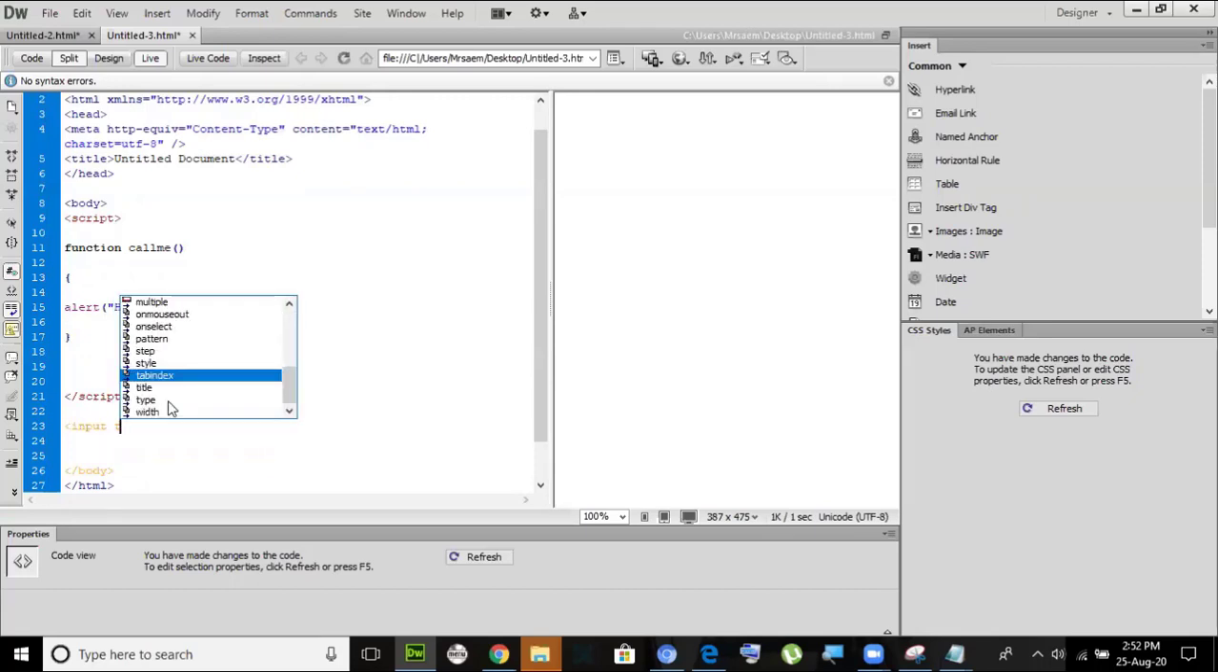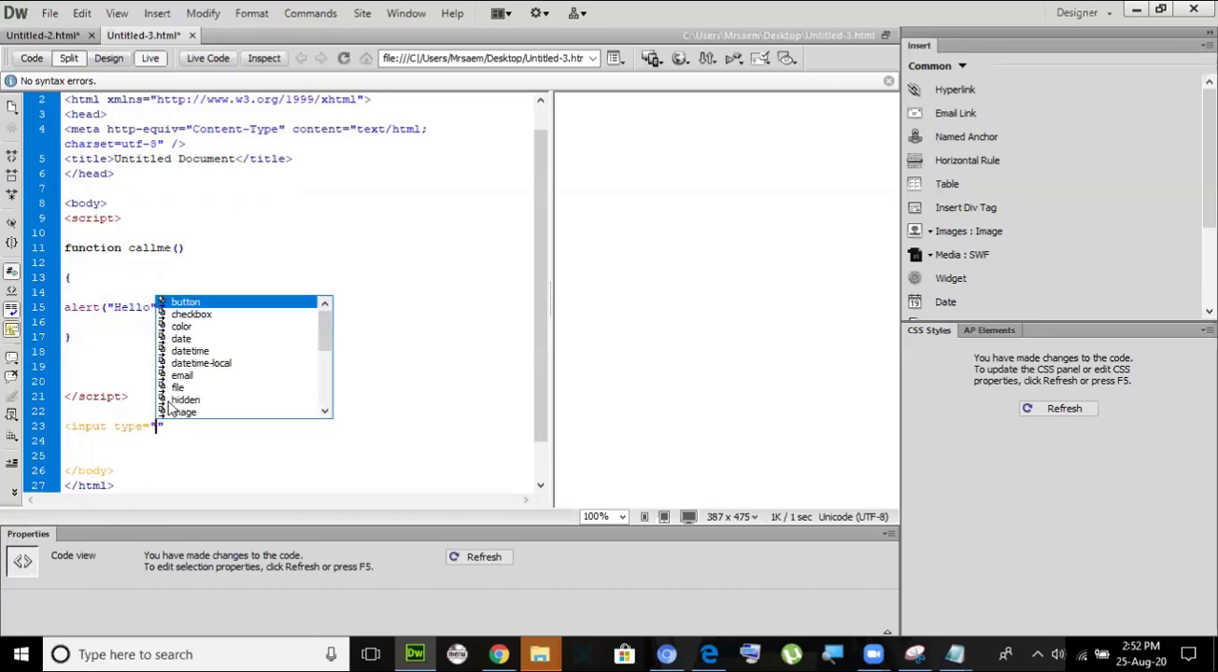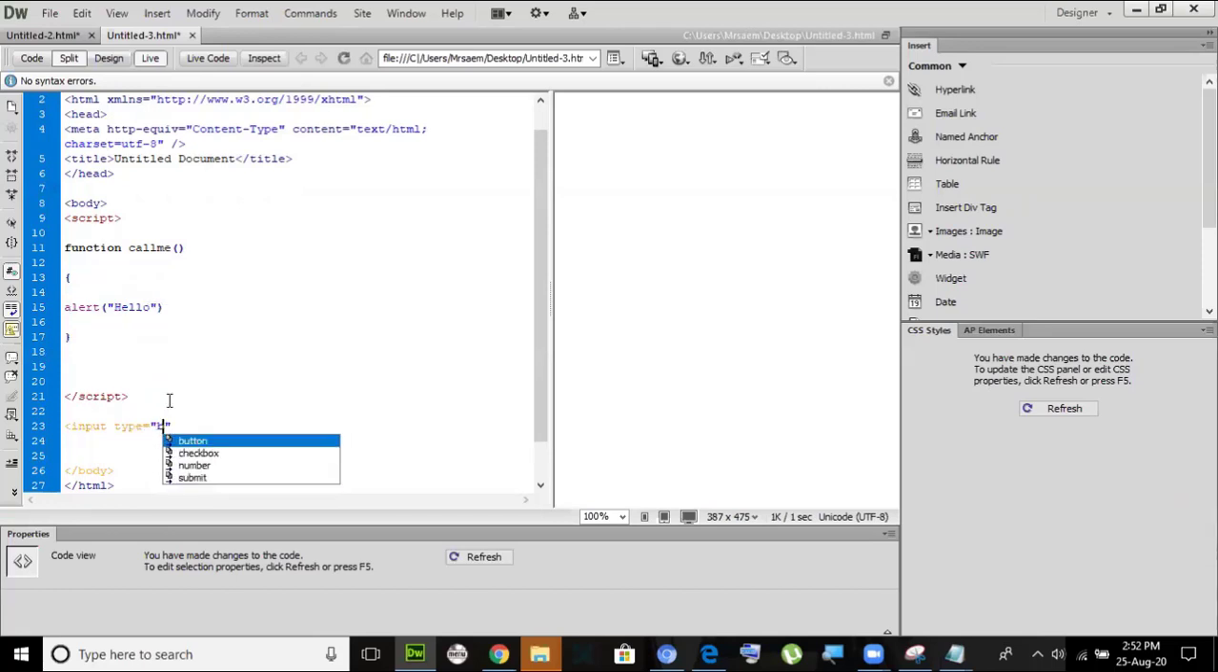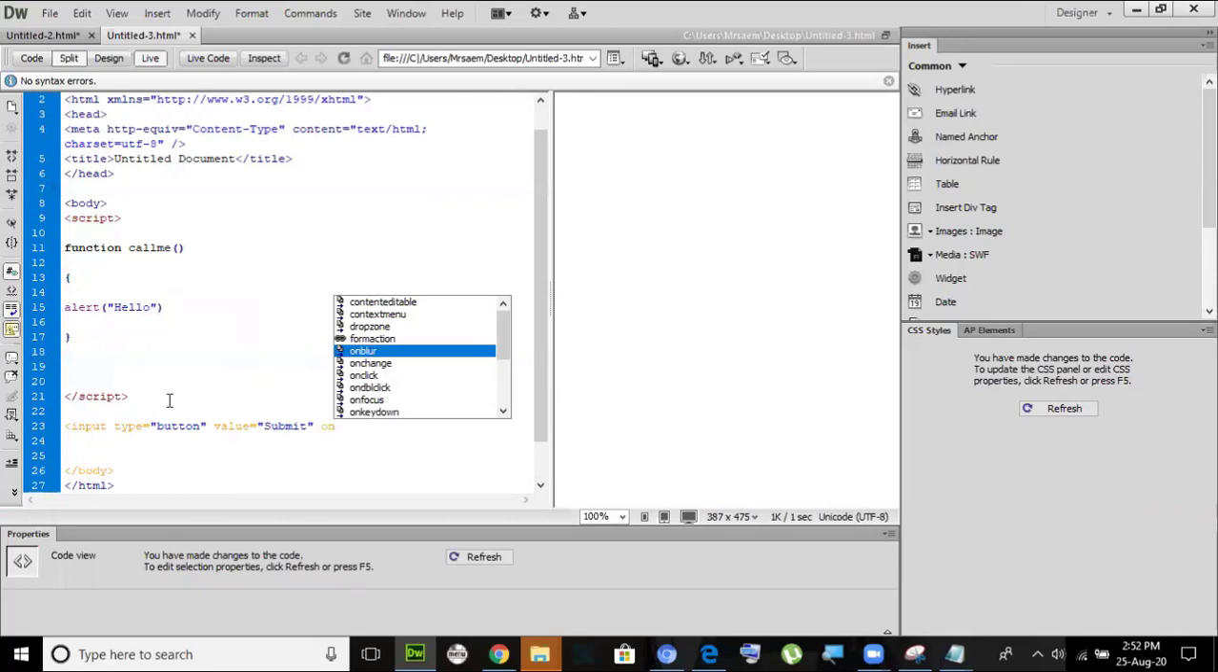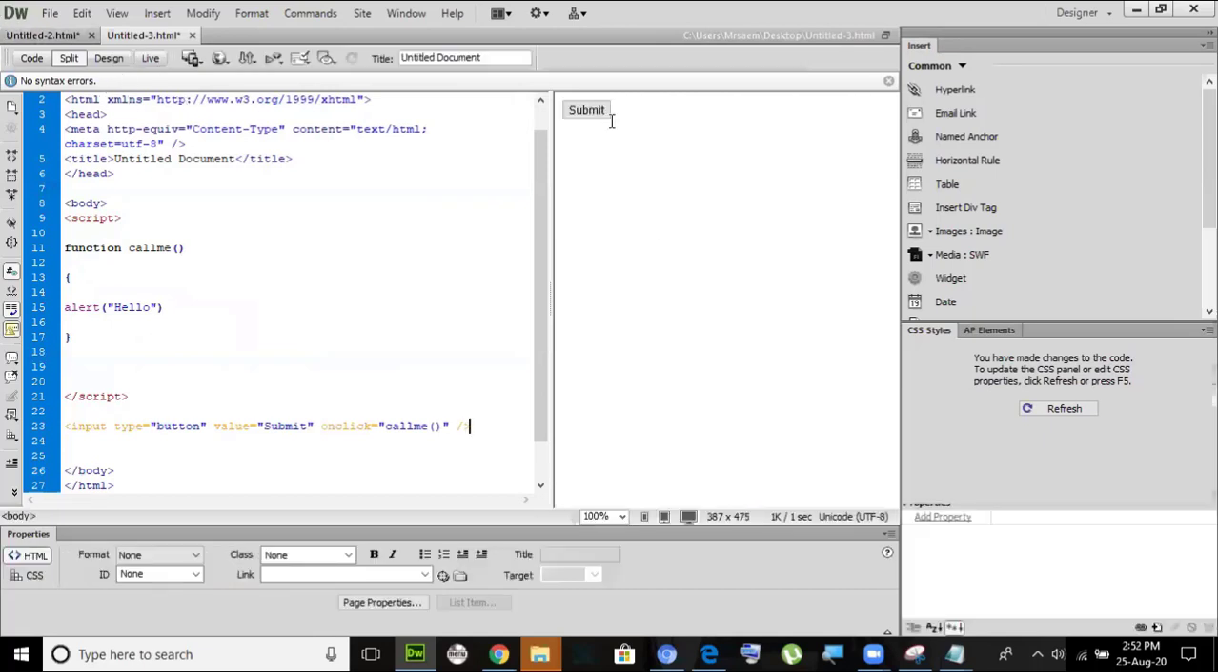Input. I'll use type as a button. Right. I will write value is submit. And I would say on click, go and trigger the call me function. ठीक हो गया, and I can basically close it. तो मैं live पे तो click नहीं करता, पहले मैं view करता हूँ. I have the submit button.